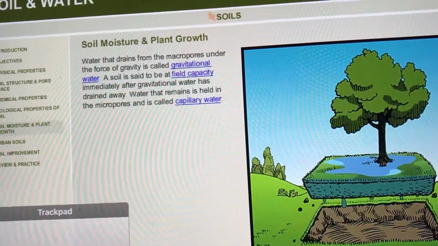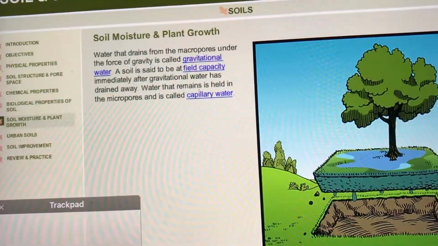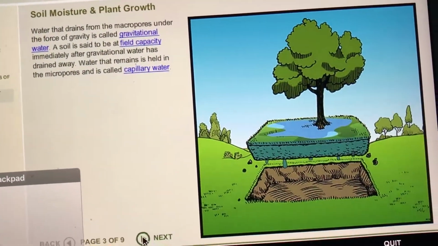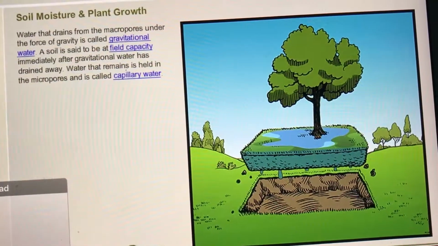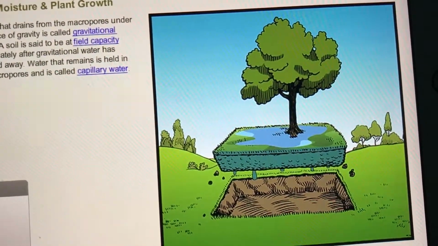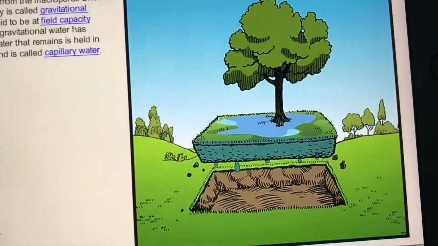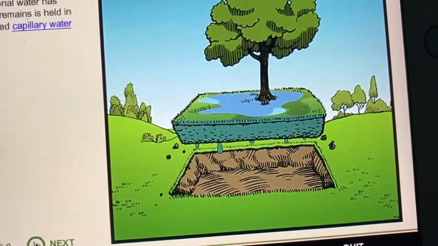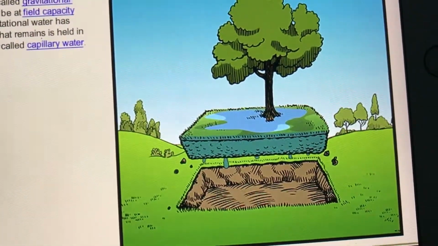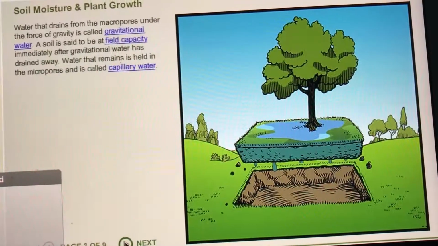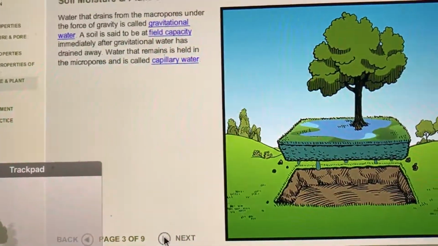Water that drains from the macropores under the force of gravity is called gravitational water. A soil is said to be at field capacity immediately after gravitational water has drained away. Water that remains is held in the micropores and is called capillary water.